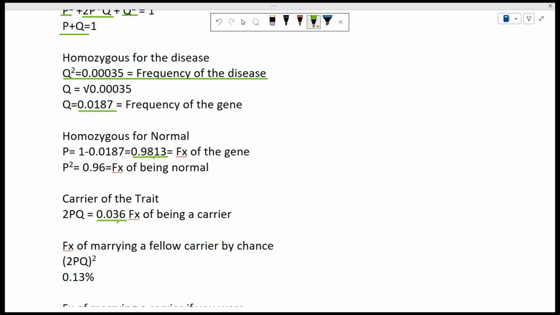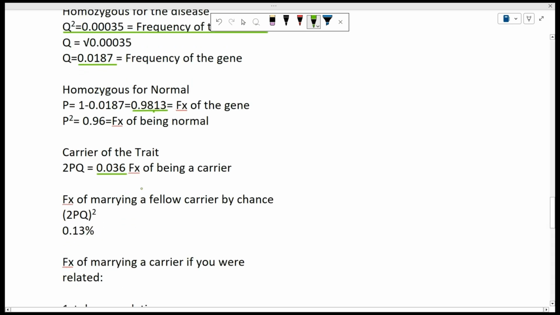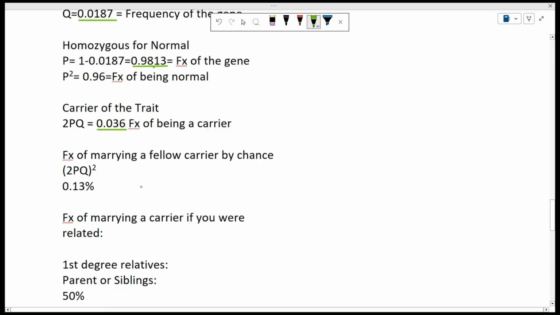So you'll get 13 marriages out of 10,000 where both of them will be carriers. So pretty rare, right? And so once again, why did this happen to this family? Well, it could be by sheer chance. That's going to happen to somebody, right? But more likely is that they were related.